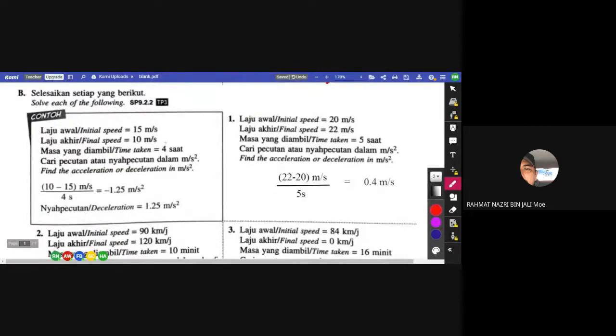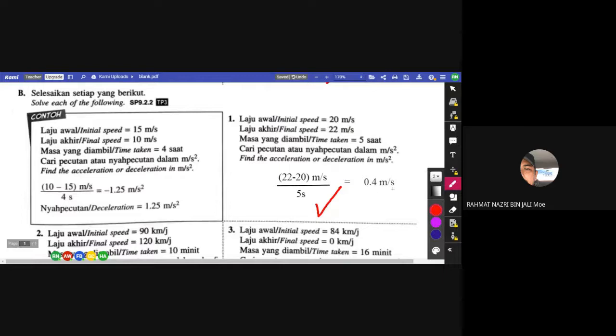Okay, B. Question B. Solve each of the following. Find the acceleration or deceleration in meter per second per second. So remember, your final answer should be in this unit, meter per second per second. So your friend has calculated 22 final minus initial 20, divided by 5, correct? Correct, but your final answer is wrong here. Your working is correct. 22 minus 20, so we have 2. 2 divided by 5, we get 0.4.